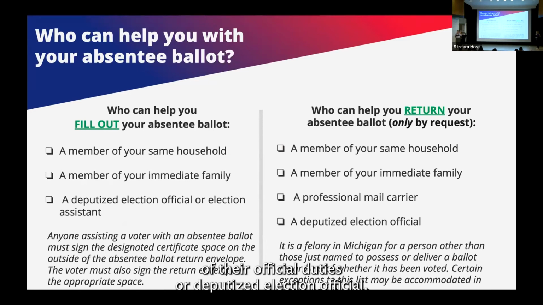a deputized election official. So one question that we get a lot, can I host an event where people come in, complete their absentee ballot, and then I collect them and take them to a drop box for them? I'm seeing heads shaking. Yeah, the answer is no. That's a really nice thing to think about doing, to take people's absentee ballots back for them, but that is a crime in Michigan. That is an election crime. So you cannot do that. Unless you are on this list of people, you cannot take someone else's ballot back for them.